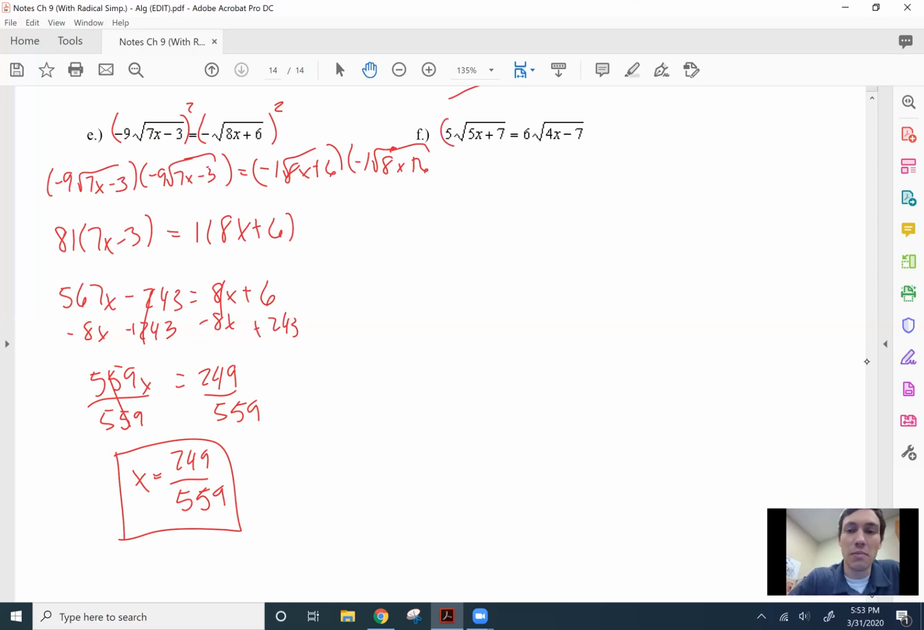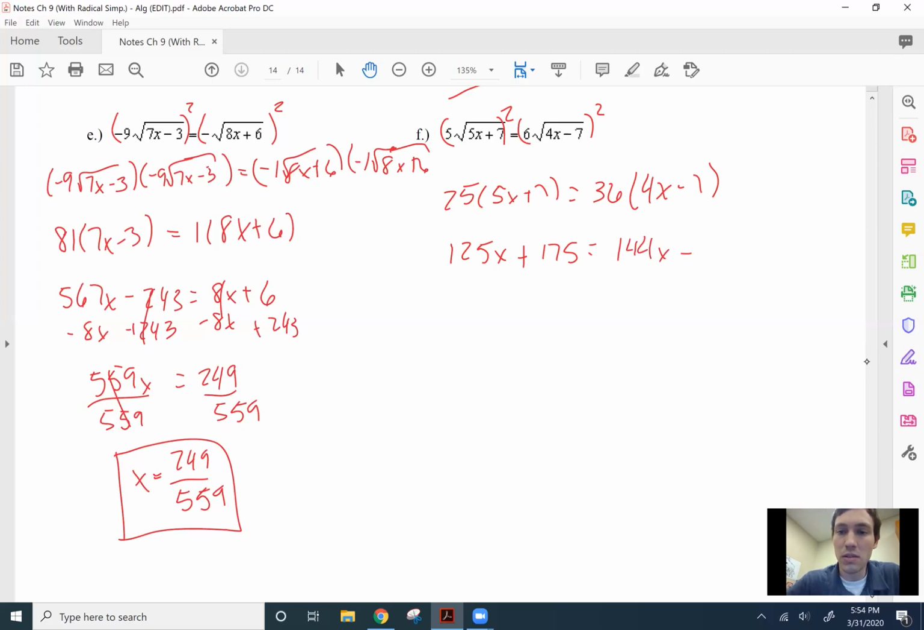All right, let's do the same thing here. Got to square both sides. What you do to one side, as long as you do it to both sides, it's always equal. So this would be 25 times 5x plus 7 equals 36 times 4x minus 7. 25 times 5 is 125x, plus 25 times 7 would be 175, equals 36 times 4 is 144x, minus 36 times 7 is 252.